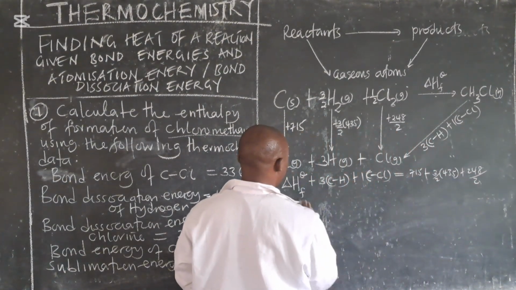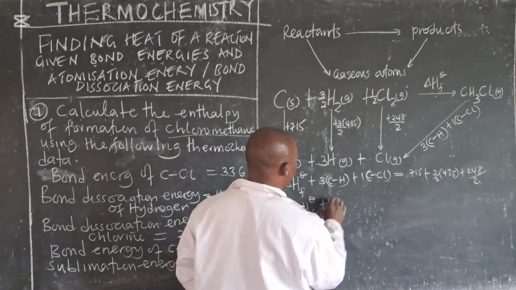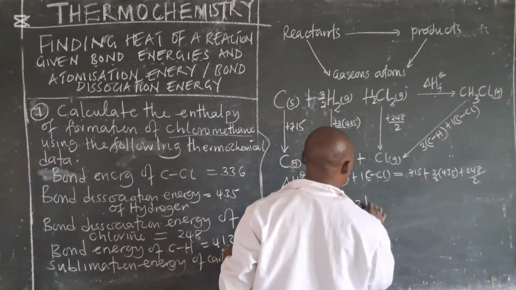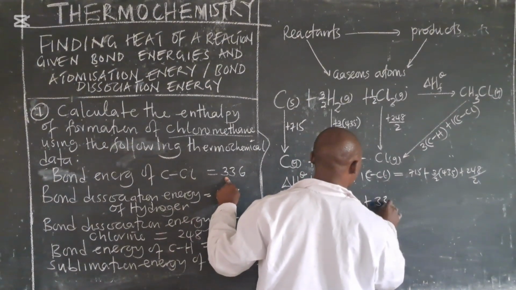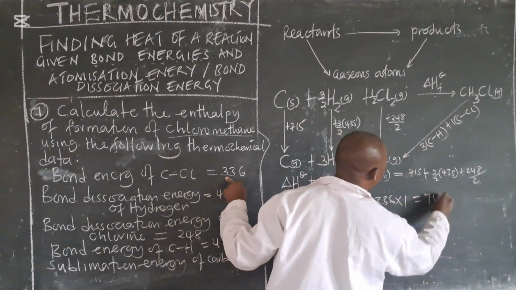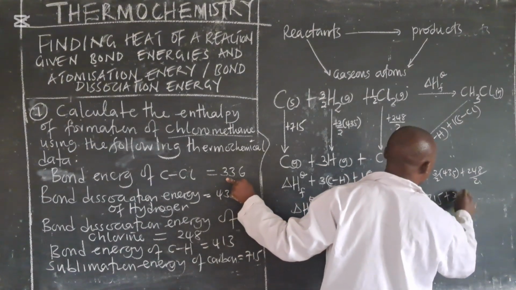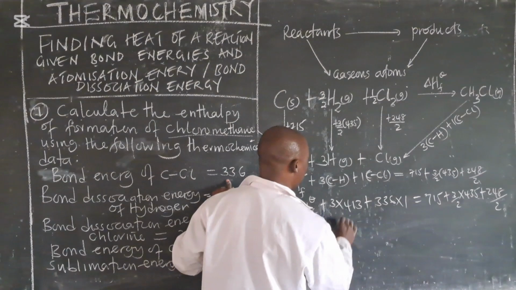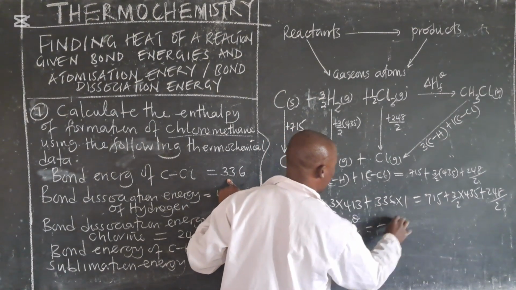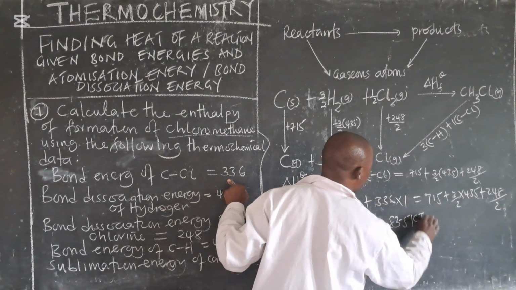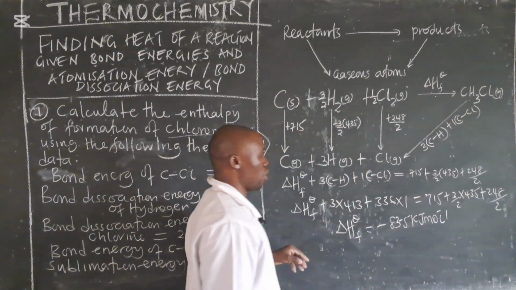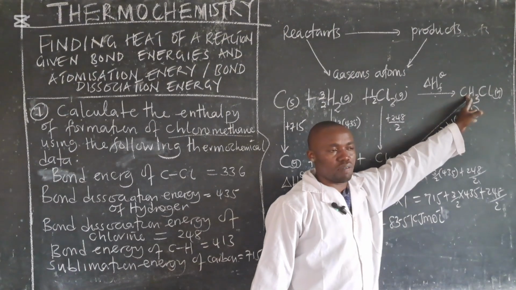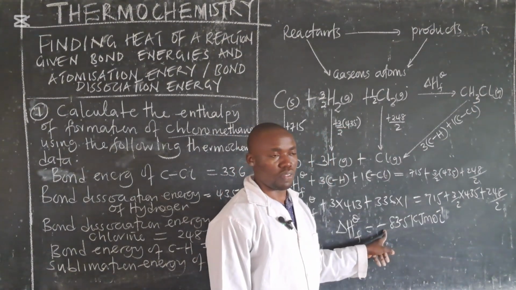So substituting this value, enthalpy of formation plus 3 times the carbon hydrogen bond. Carbon hydrogen bond is 413. Carbon chlorine bond is 336 times 1, giving us 715 plus 3 out of 2 times 435 plus 248 out of 2. So compute that value and you'll arrive at negative 83.5 kilojoules per mole. Now this indicates that chloromethane is very stable because it's formed exothermically here.